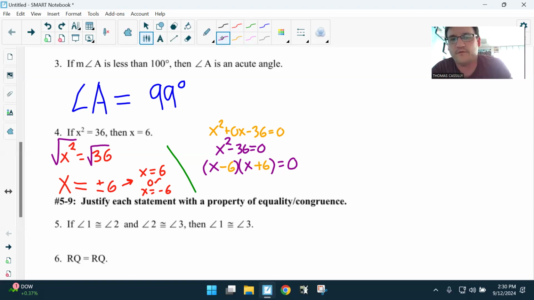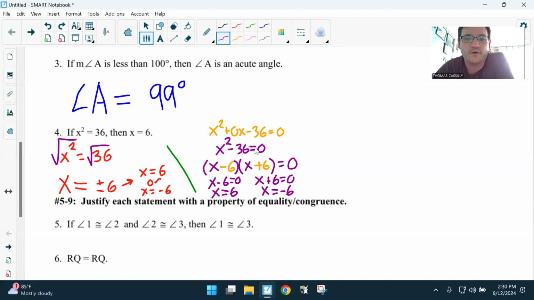Now we set each factor equal to 0. We're going to say x minus 6 equals 0, so x equals 6. Then on the next one, x plus 6 equals 0. Therefore, x equals negative 6. All right, so I think the second way is a better demonstration of why we do have those two answers. Whereas with this first way, if you forget the plus or minus, a lot of times we think, why do we add that plus or minus there? That's kind of the reason why.